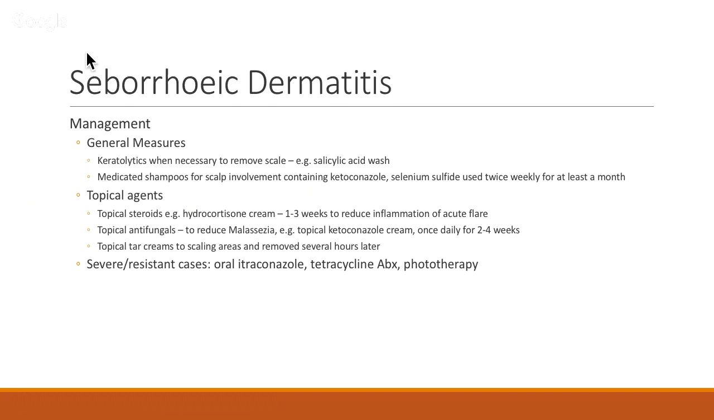In terms of management, general measures: you would choose a wash containing keratolytics, normally salicylic acid, and that will help you remove the scale and the keratin. You can also let them know they can use medicated shampoos, which contain selenium sulfide that helps to target the Malassezia yeast that were implicated in the etiology. Topical agents are very similar to atopic dermatitis, except you've also got the additional use of topical antifungals. So topical steroids, as I mentioned before, topical antifungals to control the Malassezia yeasts, and then topical tar can be used as well. And in severe or resistant cases, you would use oral antifungals or maybe tetracyclines and phototherapy.